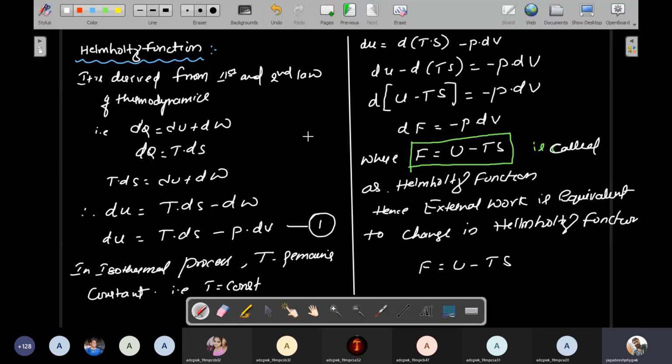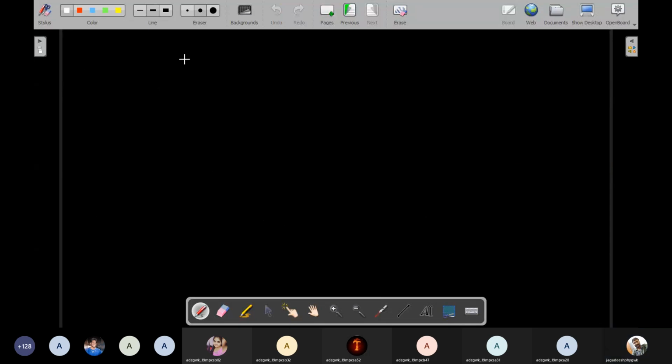That next page. So finally we will get the function f is equal to u minus ts. Okay, now differentiate the above equation.